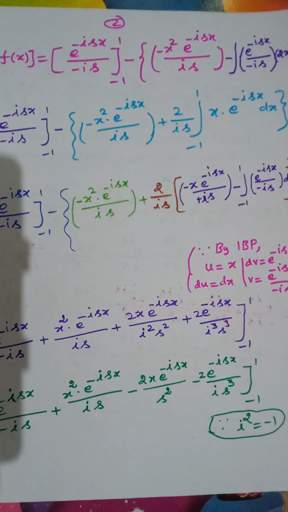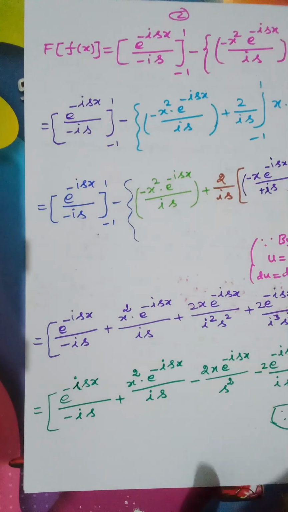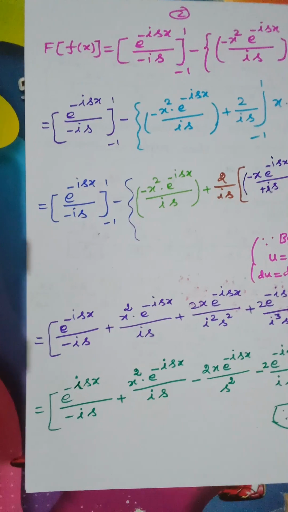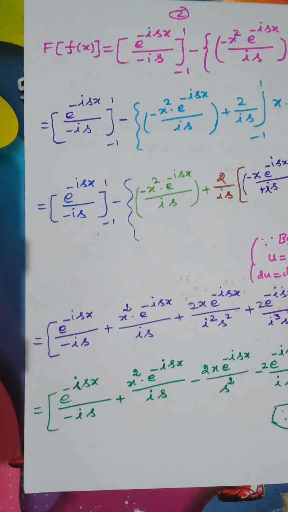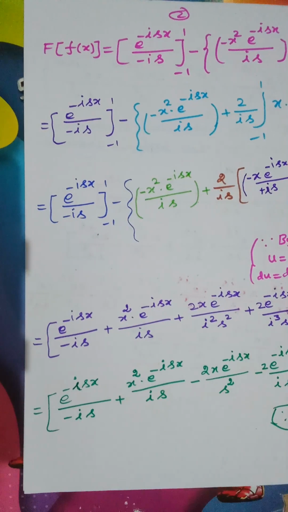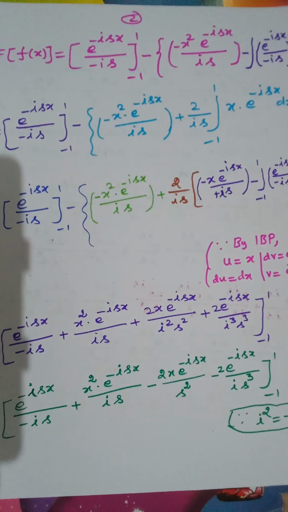So even though we have expanded by integration, we have one more integral, see the last part. Now I'm going to proceed. So this is e power minus isx by minus is from minus 1 to plus 1, keep as it is, no change. The changes are in the second and third parts. So minus of minus x squared e power minus isx by is, keep as it is.